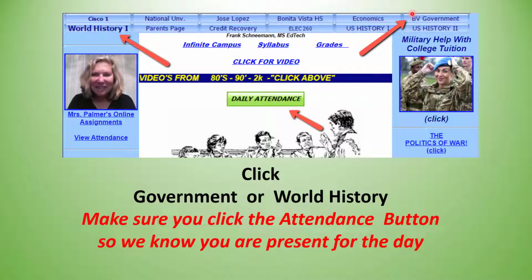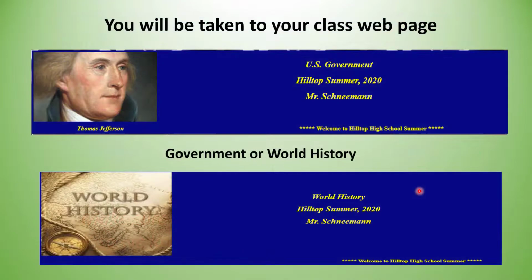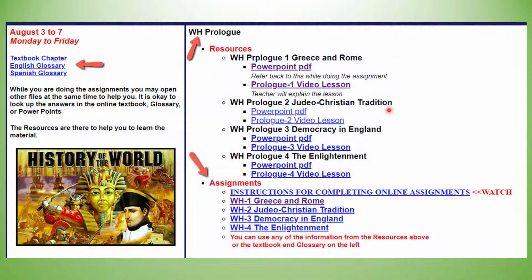Then you'll choose one of your assignments. Either you'll be in the government class or you'll be in the history class. You'll pick out one of those and click on one of those depending on the class that you're in. Now once that happens, you'll be taken to your class web page. We have one for government, we have one for world history. Let's look at the one for world history to give you an example of how this thing works.